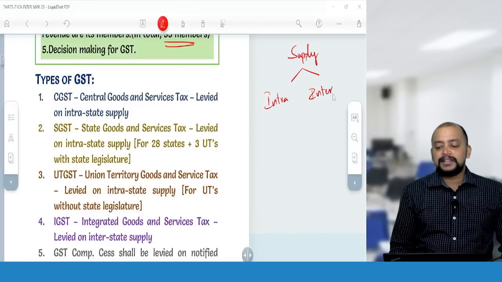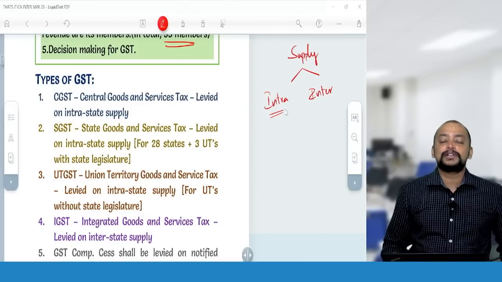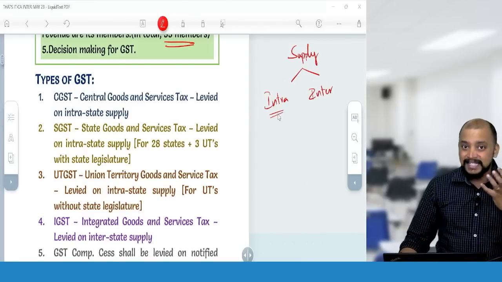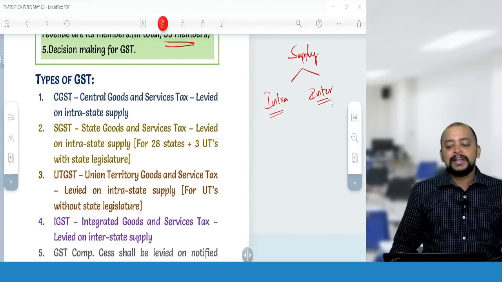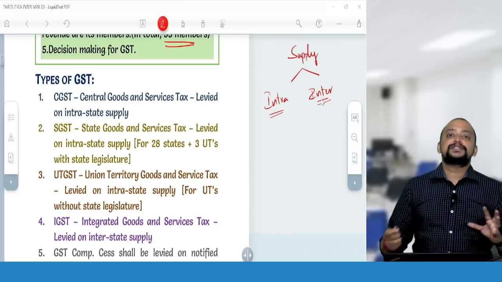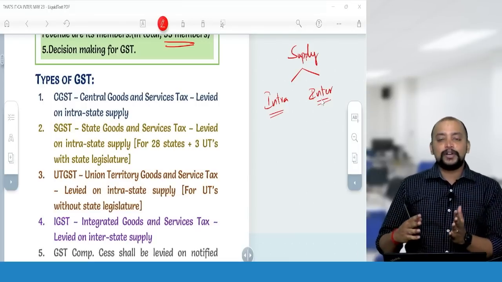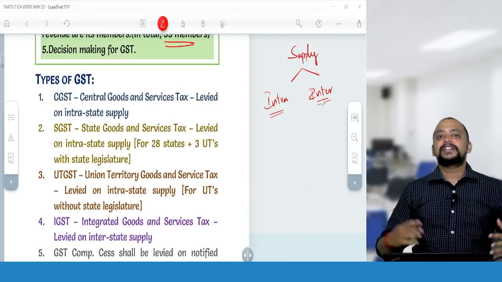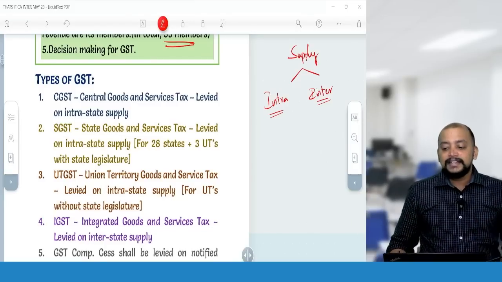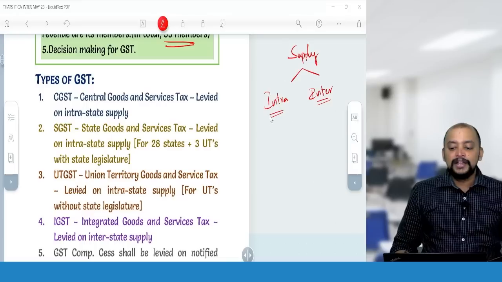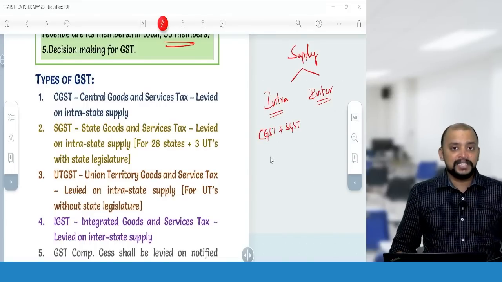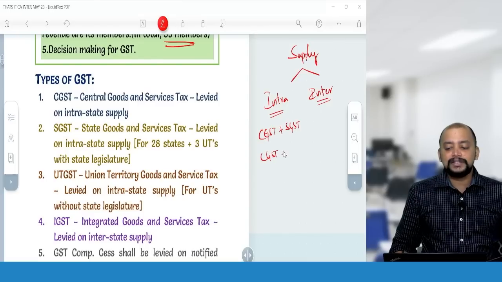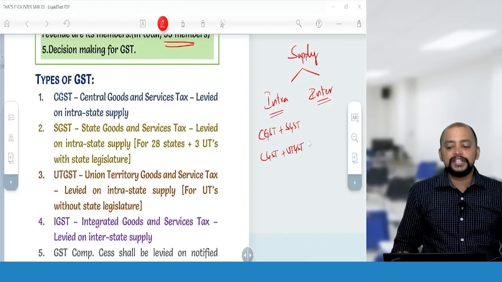Whenever the supply takes place within the state, that is, the location of supplier and place of supply are in the same state or same union territory, it is known as intra-state. When the location of supplier and place of supply are in two different states, two different union territories, or a state and a union territory, it will be called interstate supply. Whenever it is intra-state supply, the combination of tax will be CGST plus SGST if it is within the state, or CGST plus UTGST if it is within the union territory.